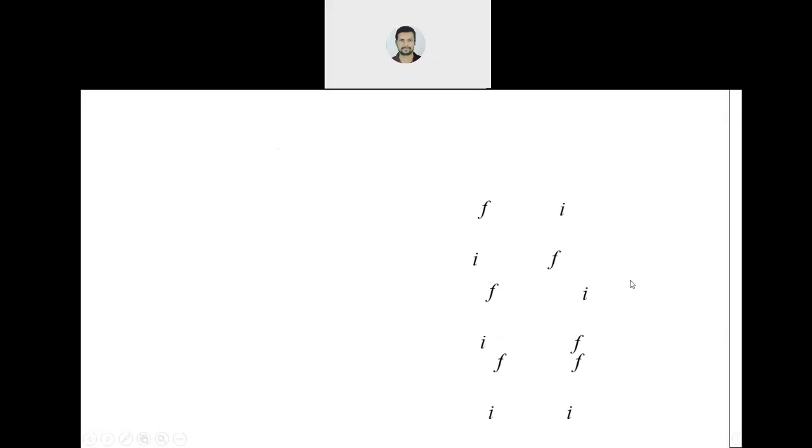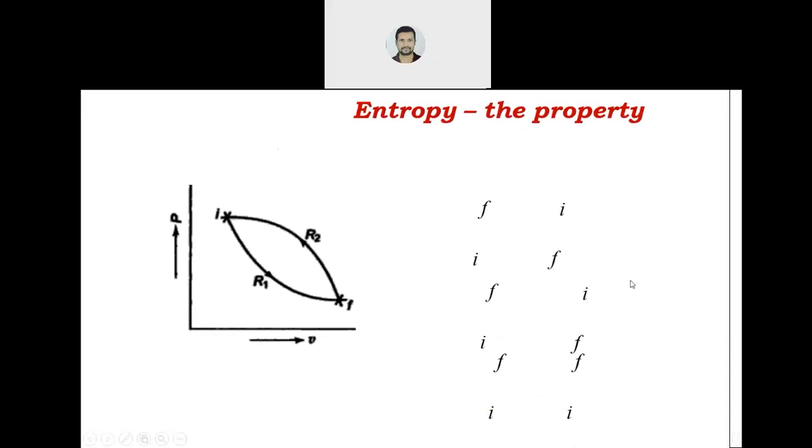Now, based on this, we will see entropy. We will define entropy as a property. How? See this PV graph. Two states are there, I and F. I represents initial, F represents final. From I to F the process goes through path R1, and again from F to I it goes through path R2. So there are two paths or two processes, one from I to F through R1, next from F to I through R2. The complete cycle covers the two paths.